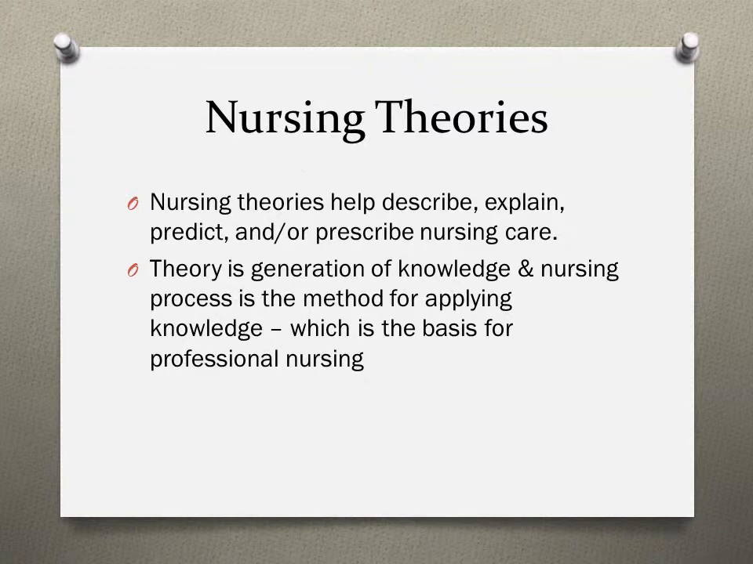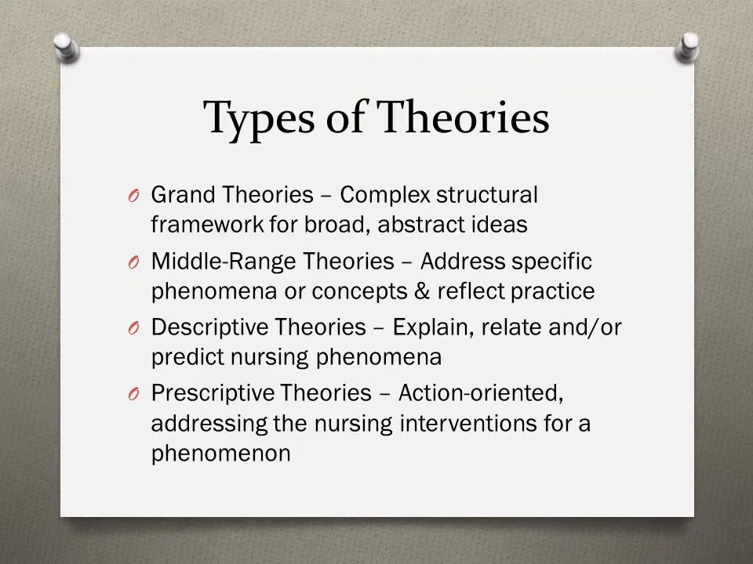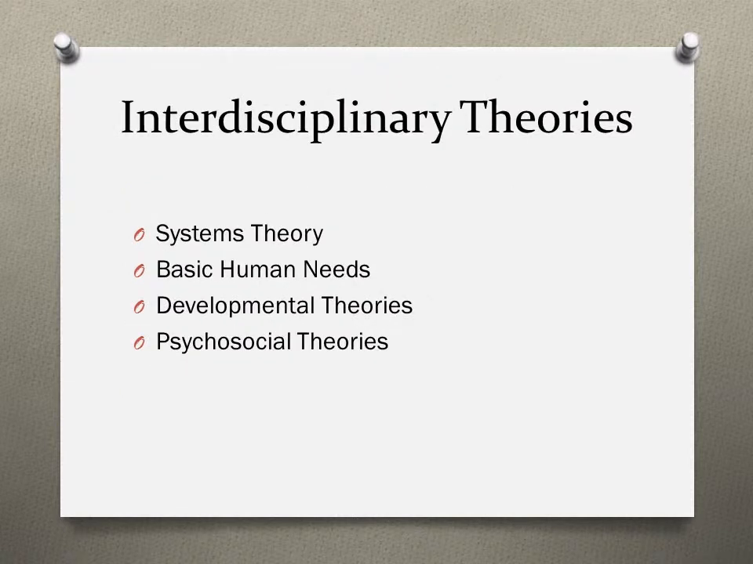A nursing paradigm will direct the activity of the nursing profession and contains 4 concepts: the person or the patient, health, environment, and nursing, which are essential to the development of theory. Now there are several different types of theories. We look at the grand theories, the middle range theories, and the descriptive theories, and the prescriptive theories. And then move on to interdisciplinary theories, which are specific to a particular area of practice.